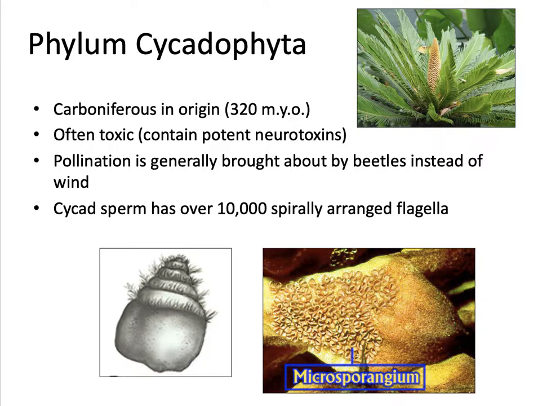Pollination is generally brought upon by beetles instead of wind. The beetles munch on the pollen, but they get some of it on their body, and then they hopefully land on a female plant nearby.